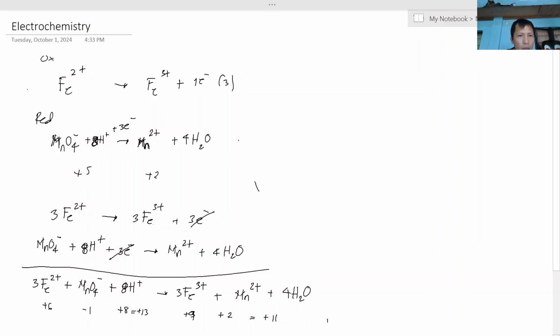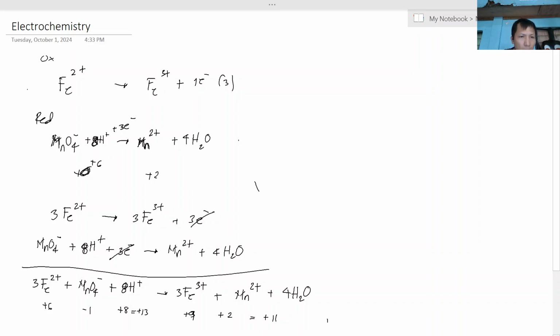Where is my list? MnO4 negative. So maybe I am just wrong. How about O4? Sorry, because this is 8 positive and 4 negative, so 8 minus 4, that should be a positive 6. So if that's a positive 6, you need positive 2, positive 8.